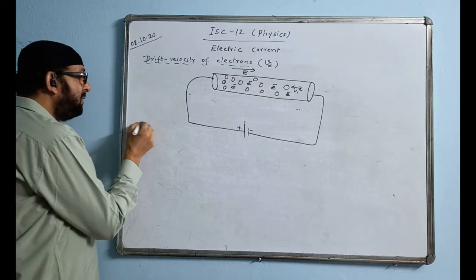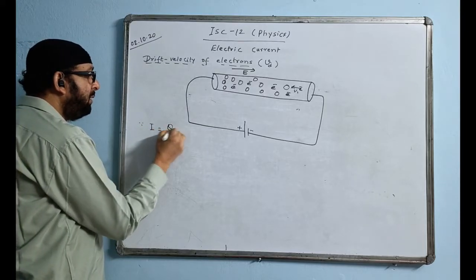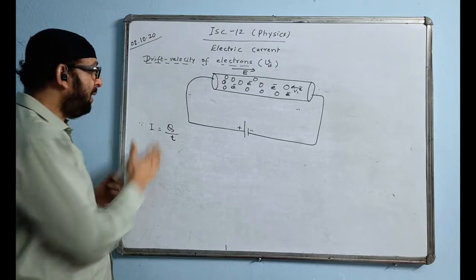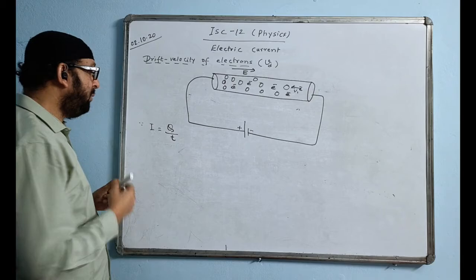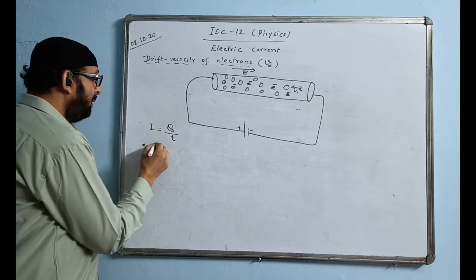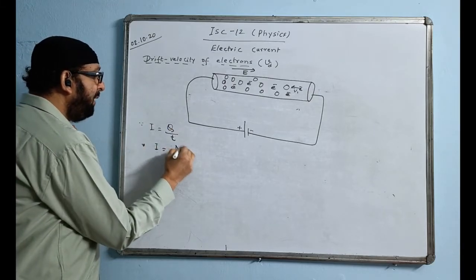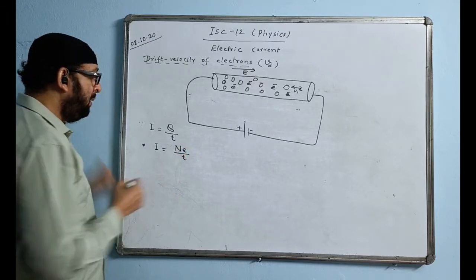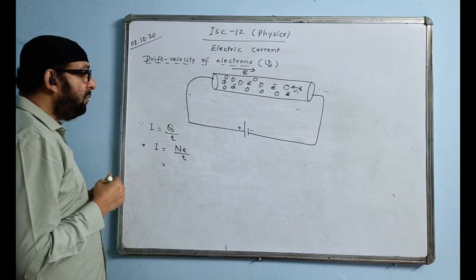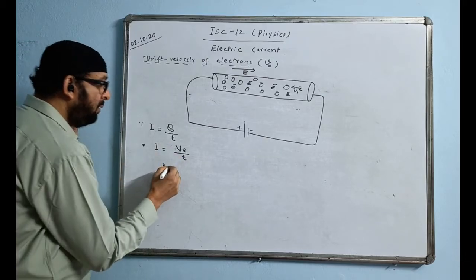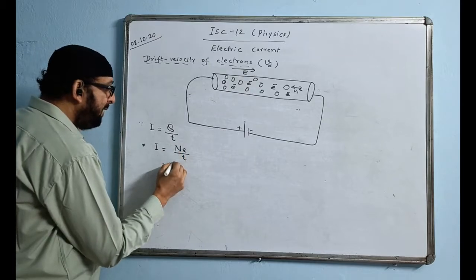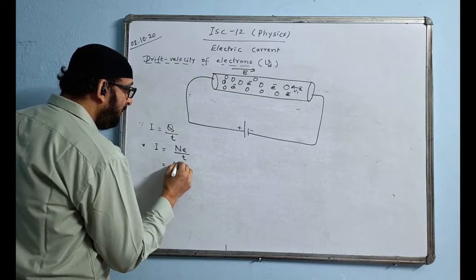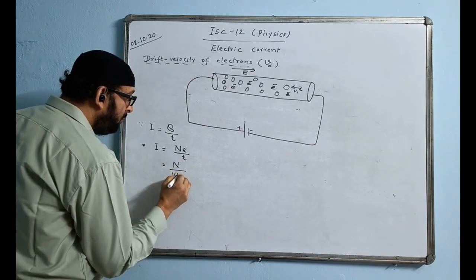So now we write like this. Since I is equal to, first we write Q upon T, charge upon time. We all know I is equal to charge upon time, the charge flowing per unit time. Continuing, for Q we have the formula Ne, so write Ne by T. Here, where N is the number of electrons, we will be dividing by volume. We will write this N divided by the volume.